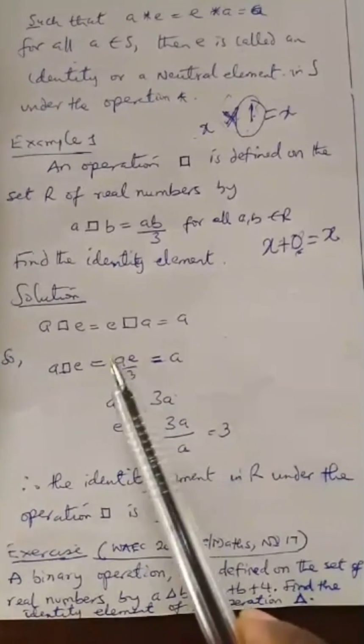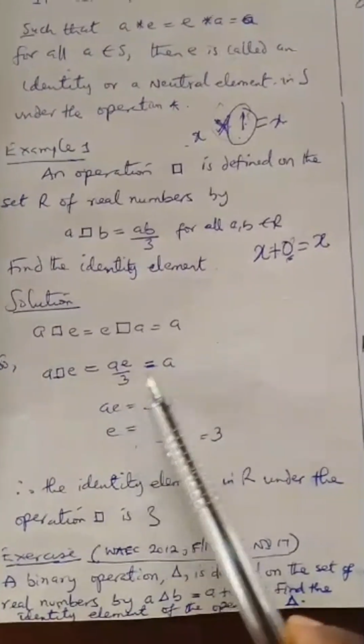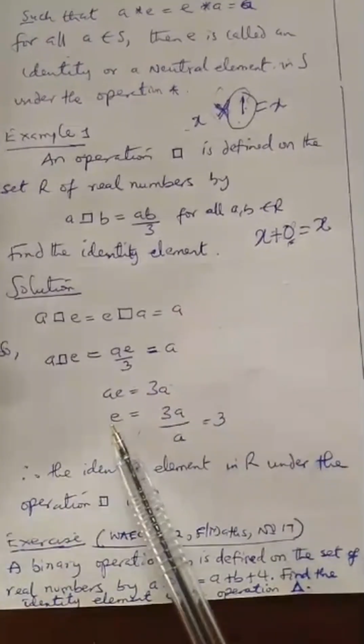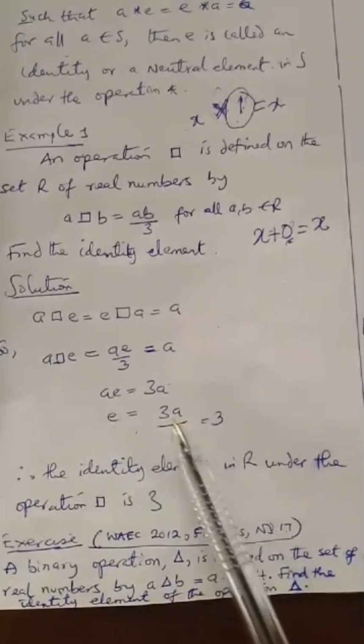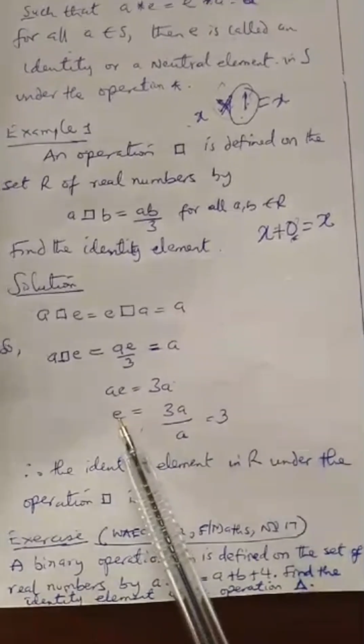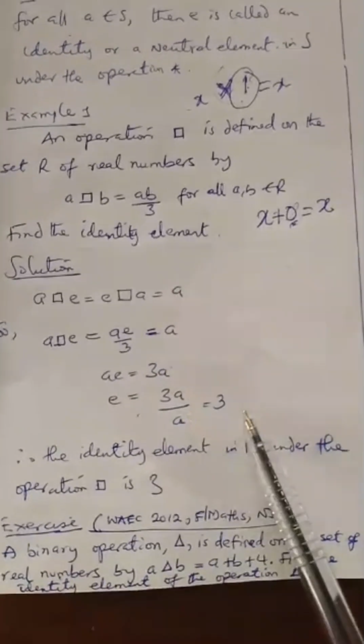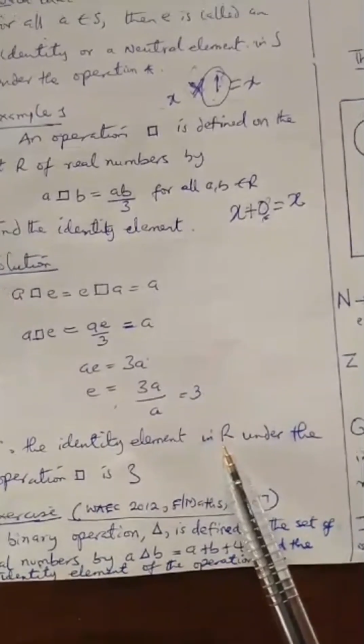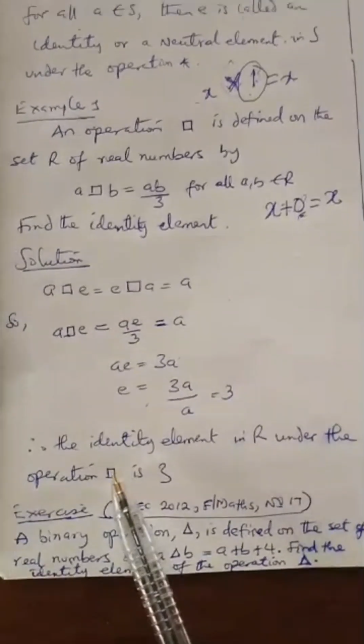It remains A. So A times E over 3: the 3 can cross over, or multiply both sides by 3. You have 3A is equal to AE. Make E the subject of the formula, divide both sides by A. That's AE over A becomes E, 3A over A becomes 3. So E is equal to 3. So the identity element in the set of real numbers under this operation is 3.